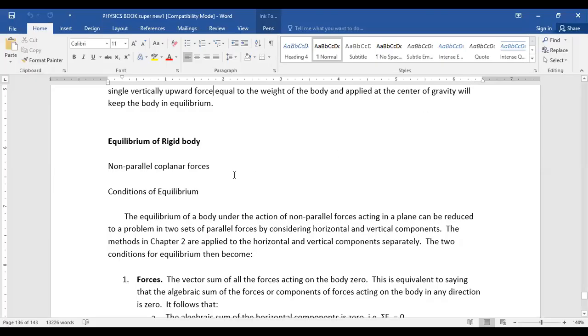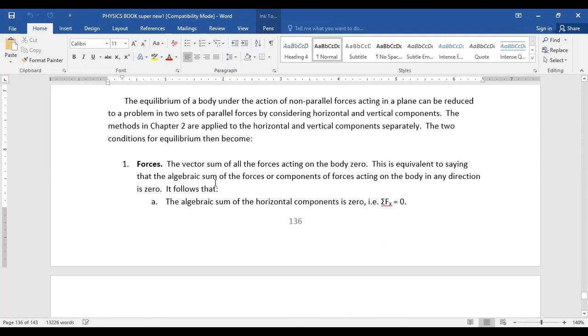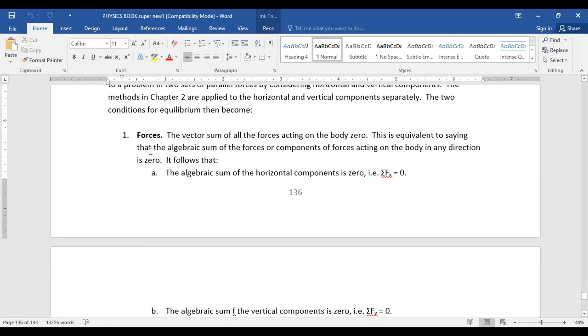Now, for the equilibrium of rigid body, non-parallel coplanar forces, what are the conditions of equilibrium? The equilibrium of a body under the action of non-parallel forces acting in a plane can be reduced to a problem in two sets of parallel forces by considering horizontal and vertical components. Okay, then the two conditions of equilibrium become, number 1, forces: the vector sum of all forces acting on a body is equal to 0. This is equivalent to saying that the algebraic sum of the forces or components of forces acting on a body in any direction is 0.